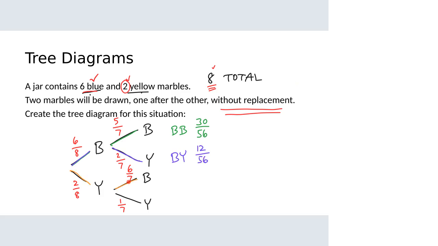I could have yellow followed by blue, yellow followed by blue. I'm going to multiply these probabilities together. 2/8 times 6/7. 2 times 6 is 12. 8 times 7 is 56. And then just one more to go.